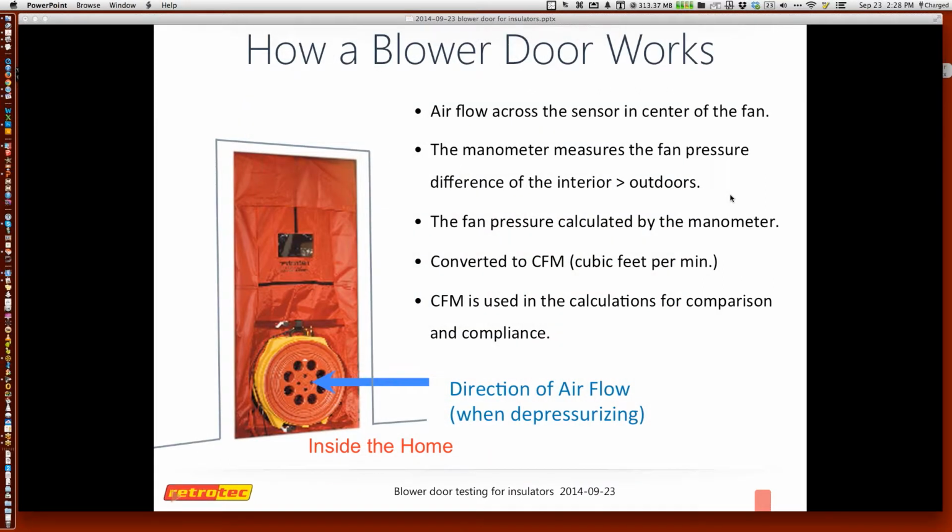Basically, how it works is there's a small sensor inside the middle of the fan that is able to convert that pressure to CFM. We set up the fan so it has pressures from inside and outside, and from inside compared to the fan. It converts the pressure to CFM, or cubic feet per minute. That's how we're able to use that for comparison or compliance, and it makes things much more standardized.